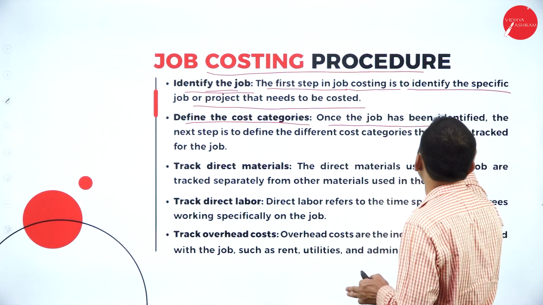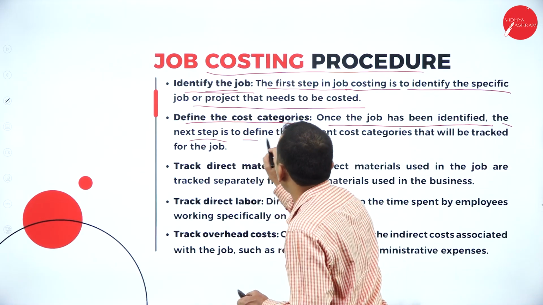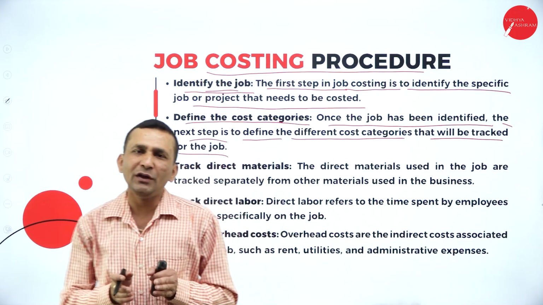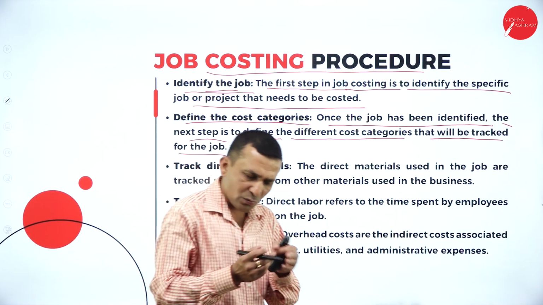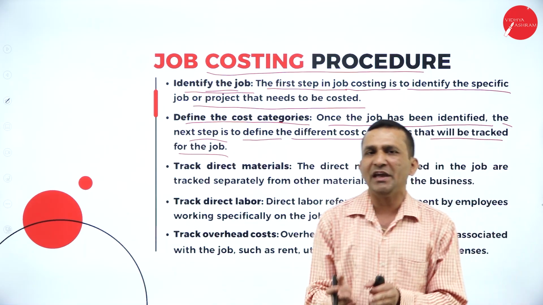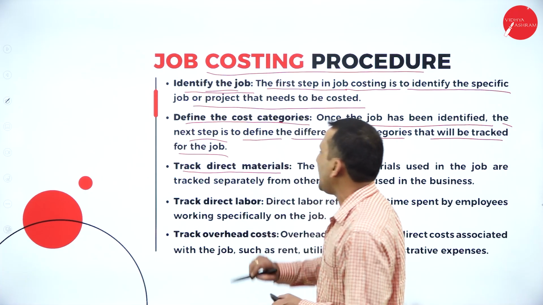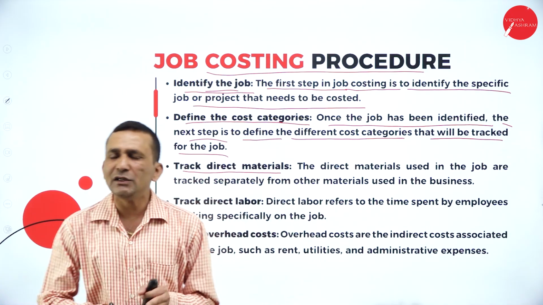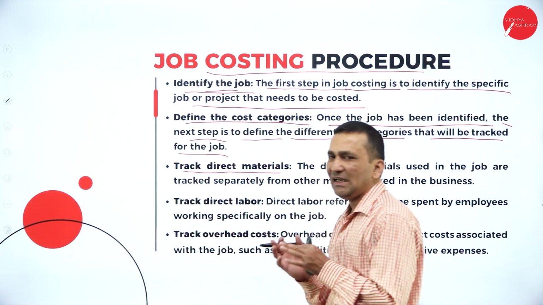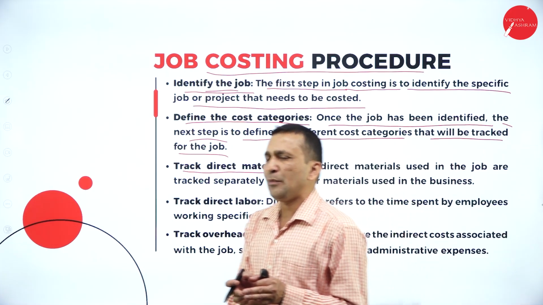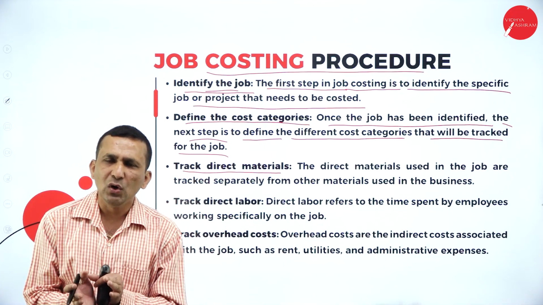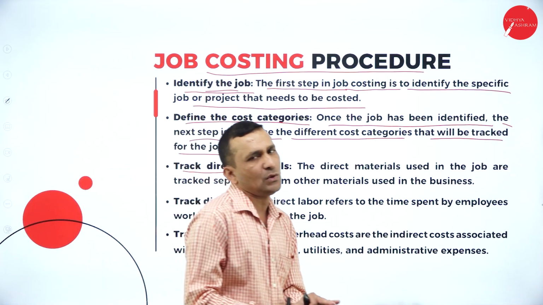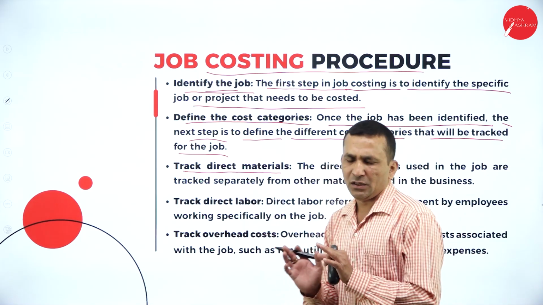Once the job has been identified, the next step is to define the different cost categories that will be tracked for the job. So not only direct cost and not only indirect cost, but all that is connected to performing a job. Next, track direct material. Any product is produced based on materials, so you have to maintain the track. For example, one specific product requires 5 kilos. You place an order for a bulk quantity of 20 kilos, but you have utilized only 5 kilos. So that is a tracking you need to maintain.